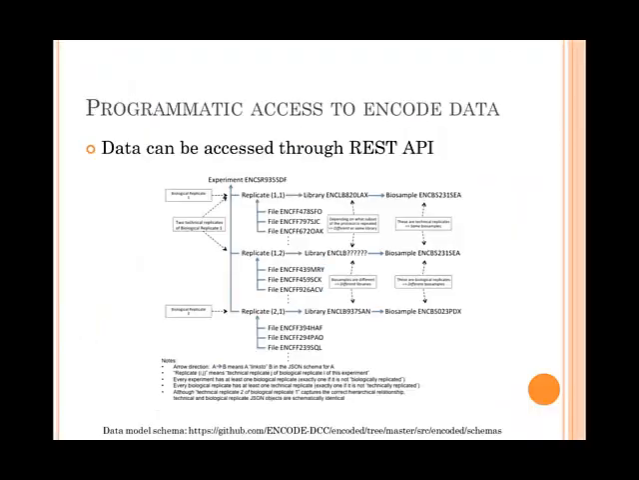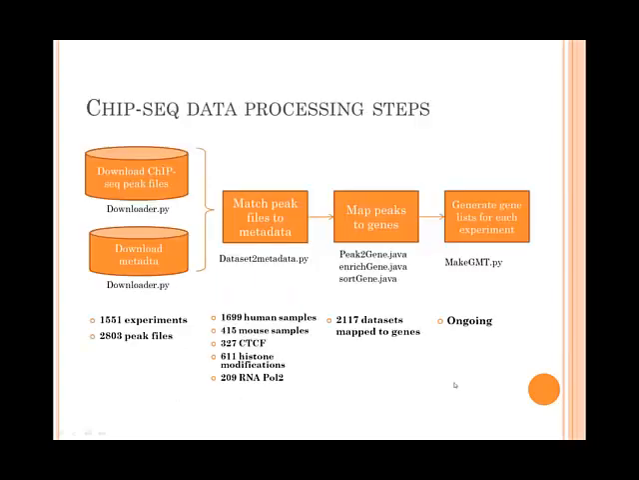And also, the data hosted at ENCODEproject.org can be automatically accessed through the REST API. The metadata are organized in JSON format. So this is an example of their data model, and you can find the full schema on the GitHub site.